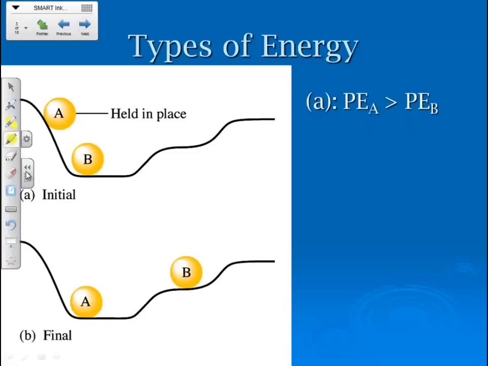Now also we have another slide here where it talks about two different situations where A is an initial set of conditions and B is a final set. Now if we look at A, this is just the idea that the potential energy of position A is greater than the potential energy of position B, and again that's due to positional differences between those.